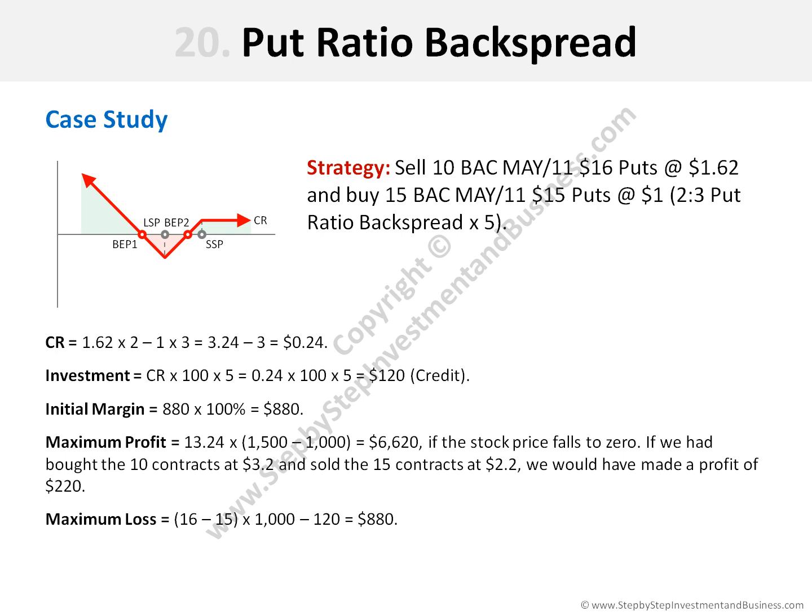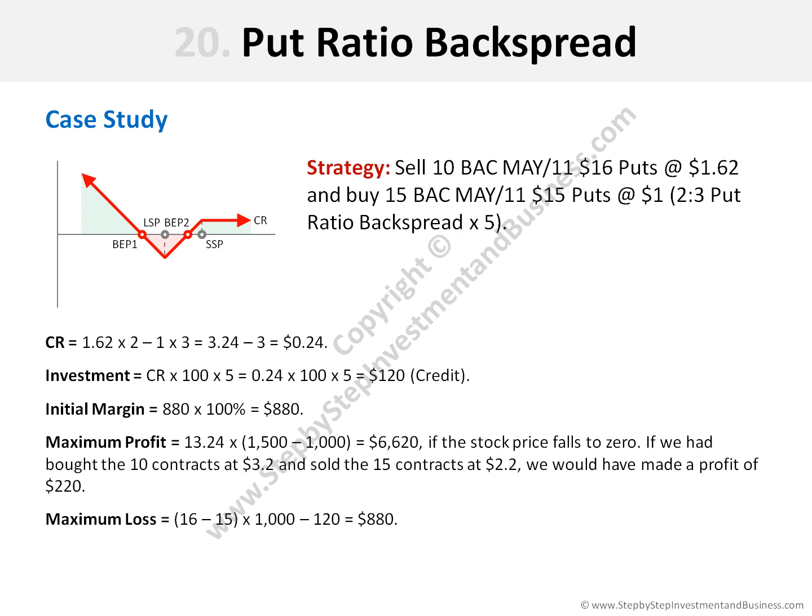The maximum profit we can make is equal to break-even point 1 multiplied by the number of long shares minus the number of short shares. That is $6,620. This occurs if the stock price falls to 0. If we had bought the 10 contracts at 3.2 and sold the 15 contracts at 2.2, we would have made a profit of $220.